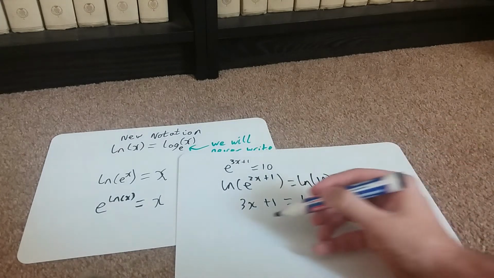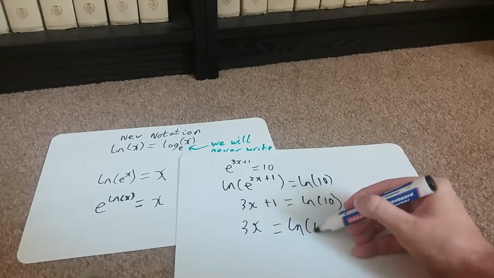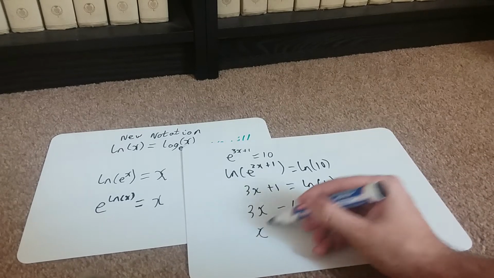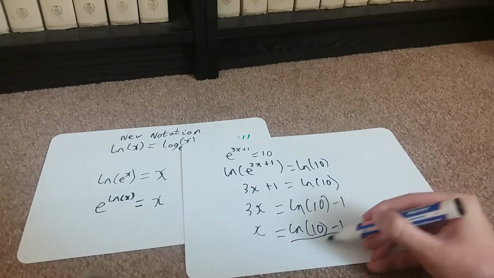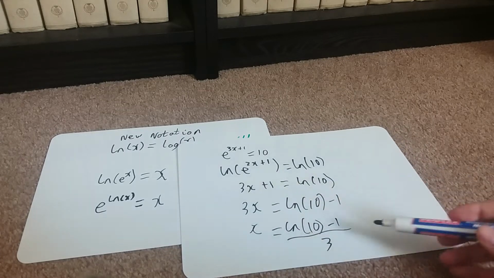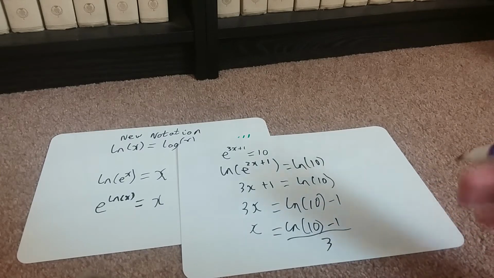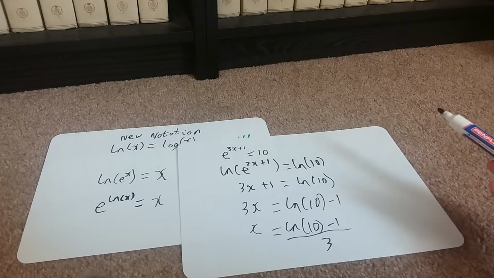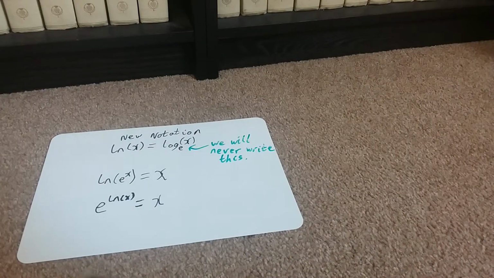Right, a couple more steps. If I take away 1, log of 10 minus 1, and then I'm going to divide by 3. x equals log of 10 minus 1 all over 3. Now, this is the exact form. Sometimes it will say write your answer to 3 decimal places or 3 significant figures, that kind of thing, in which case we type that into the calculator and we'll work it out. Most of the time, we're just going to leave it as an exact form. Let's do another example.